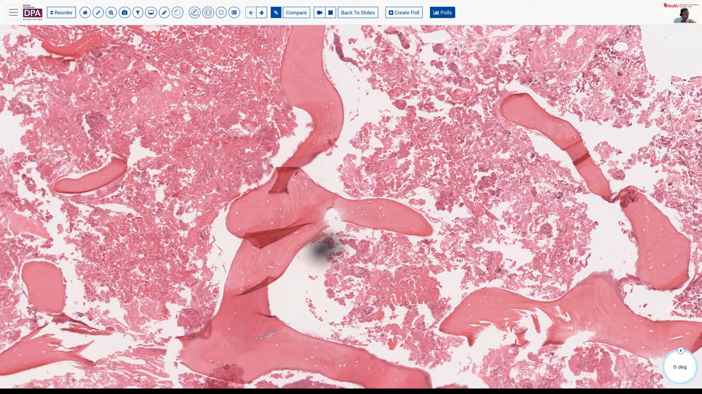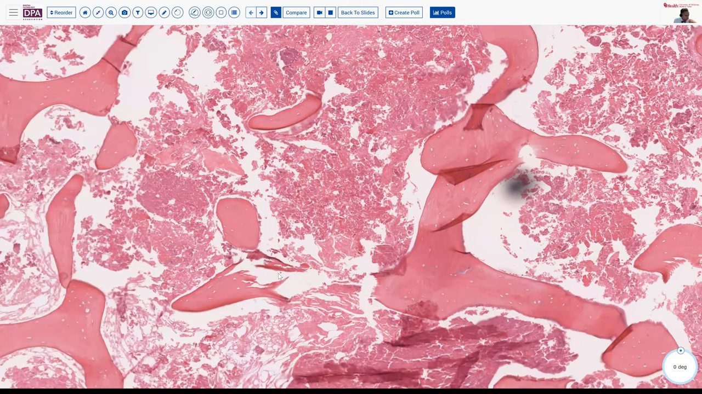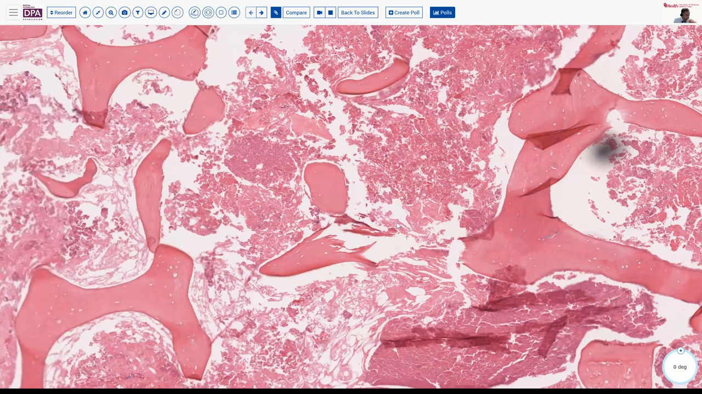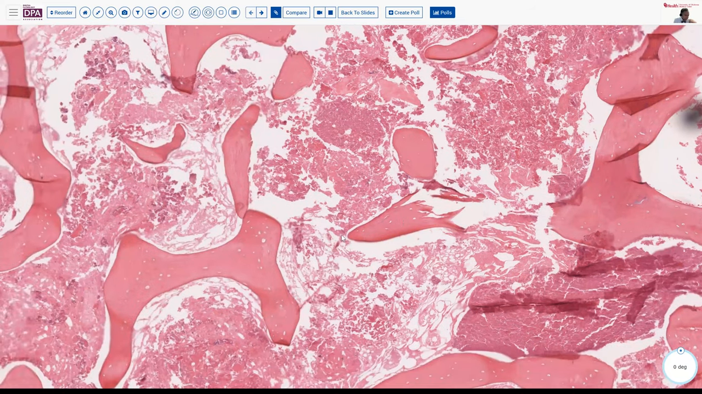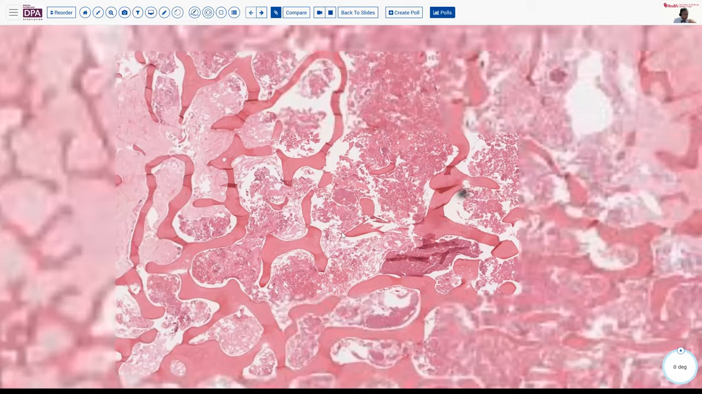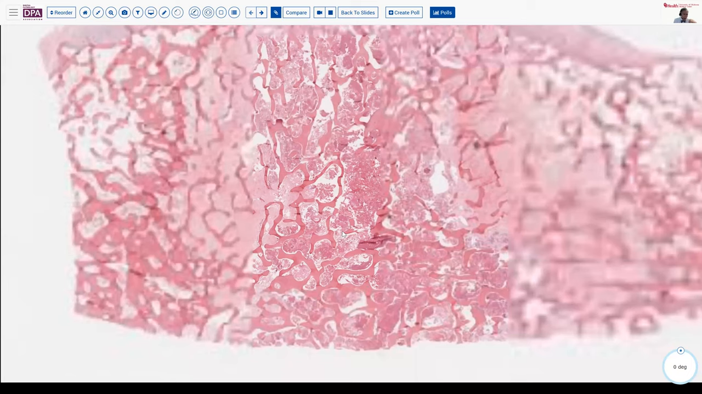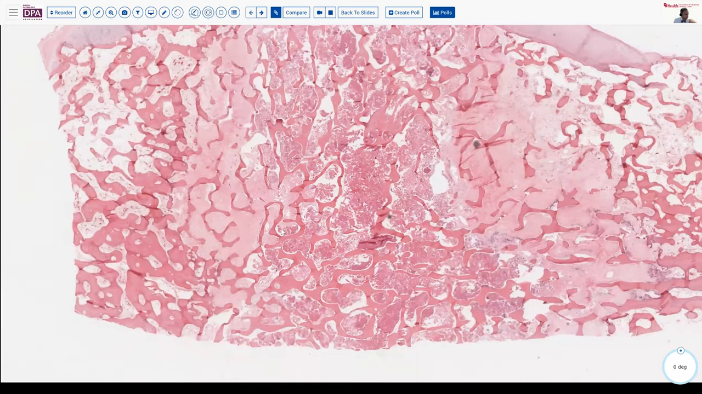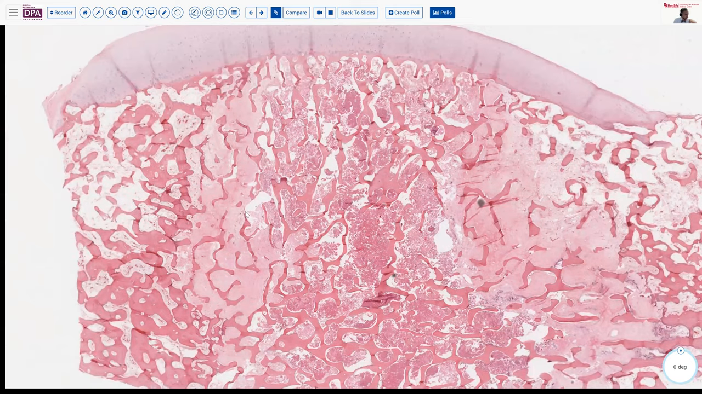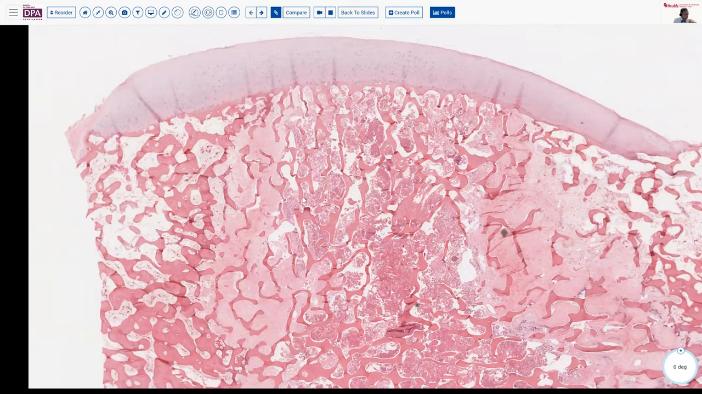As we look at the marrow space here, it's obviously filled with fibrin and necrotic debris that would fit comfortably with the diagnosis of bone necrosis, and in this situation, a nice corresponding feature to avascular necrosis. So not a diagnostic challenge, but one that I think illustrates a number of the issues that we encounter in assessing bone viability and evaluation.